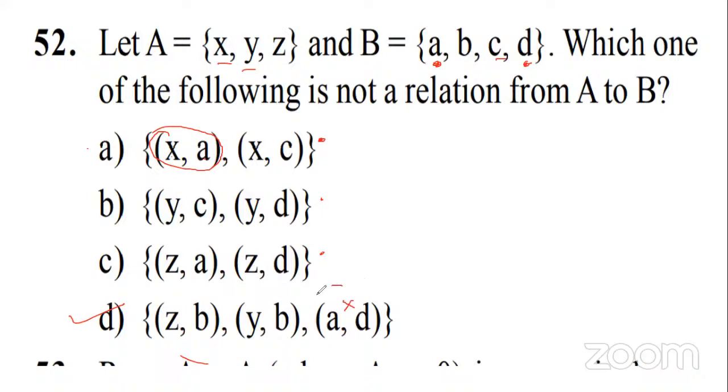But in the ordered pair AD, if you check this, A is also from set A and D is also from set B only. So because both are from the same set, it is not the relation. Hence D is not the relation. Is that clear?